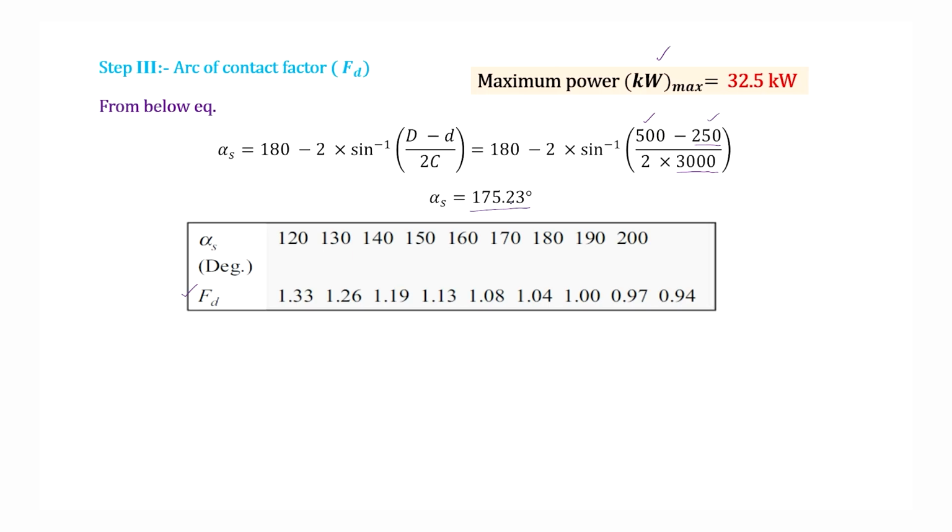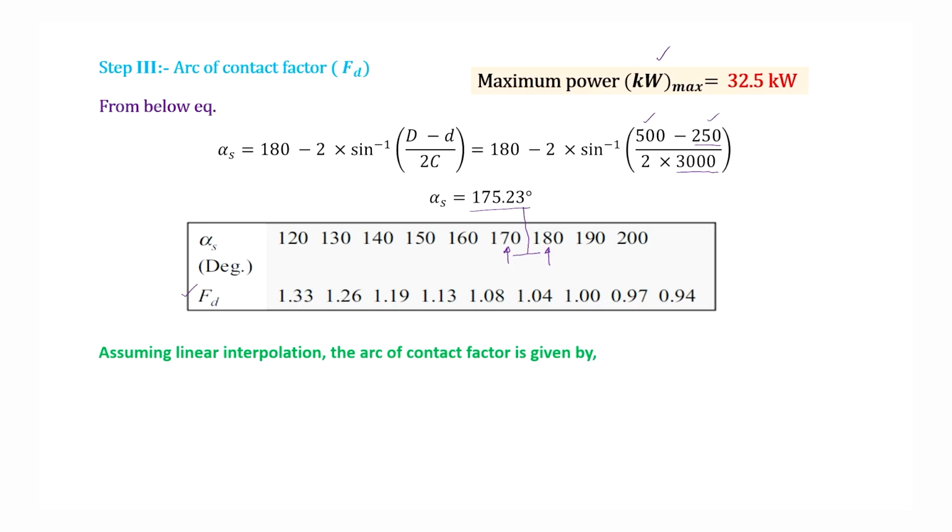Our alpha s is 175, which is lying between alpha s equal to 170 and alpha s equal to 180. So we will do the interpolation to get the value of FD for 175.23 alpha s, which is lying between these two. So that interpolation is done.